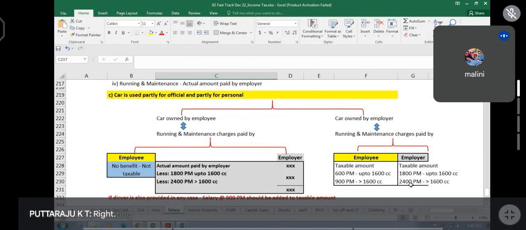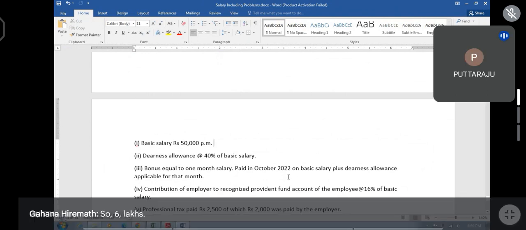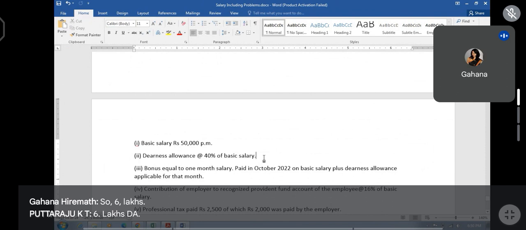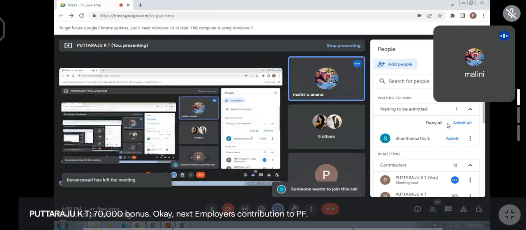Yes, sir. 500. To this. So 6 lakhs. 6 lakhs. DA? 2,40,000. 2,40,000. Next, bonus? 70,000, sir. 70,000 bonus. Okay. Next, employer's contribution to PF? 24,000.